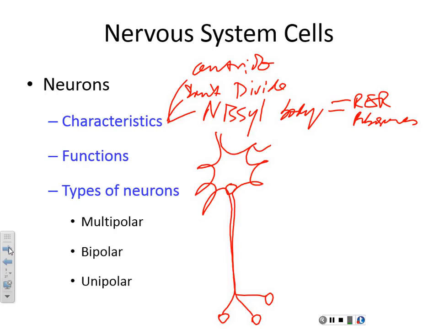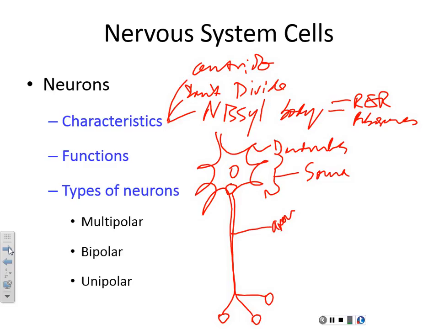Okay, and we call these short processes dendrites. Okay, those are all characteristics, and this is the cell body, like Brenda said, which is also called the soma, right? Okay, with the nucleus in there, and then this is called the axon. And then later on we'll talk about myelination. That's the only part of the neuron that gets myelinated. Okay? Alright. So functions, of course, they send and receive messages.